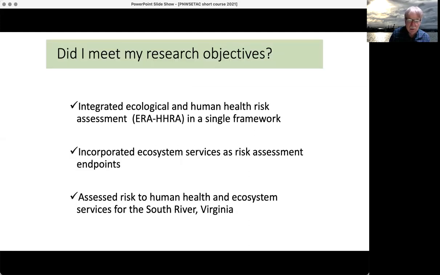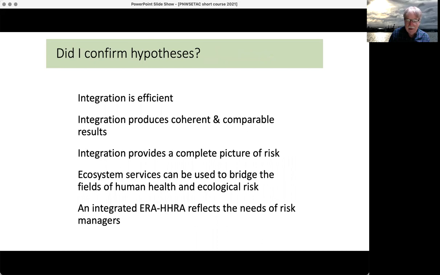So, do we meet the research objectives? Yes, it could be integrated. Ecosystem services are part of a risk assessment endpoint, and risk to human health and ecosystem services could be assessed in this particular region. How about confirming the hypotheses that people have had? The integration was no more difficult than our other large-scale systems. The results, compared to the other systems we've worked with that were just ecological, were coherent and very comparable.